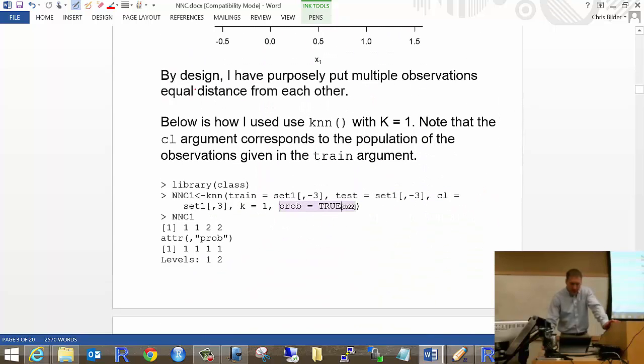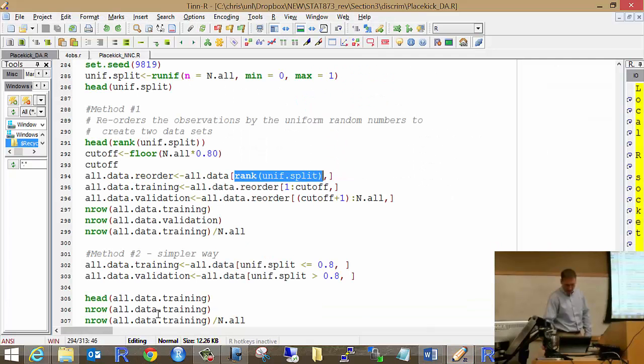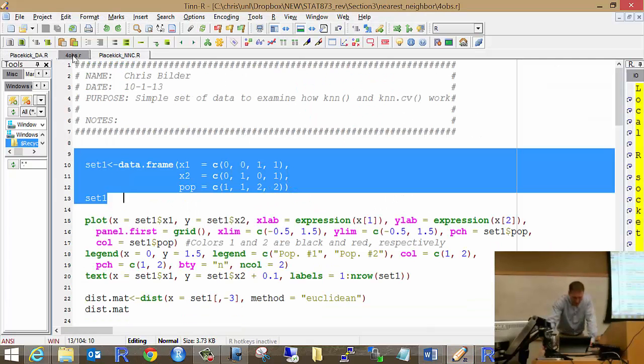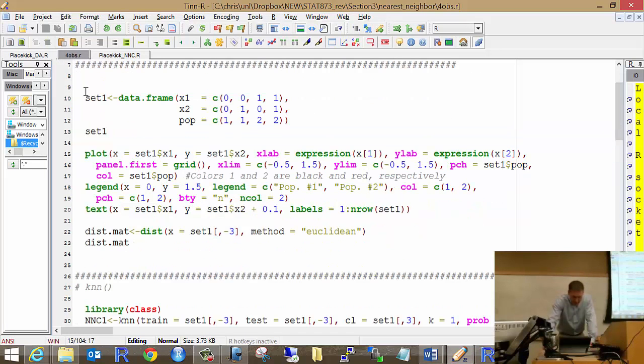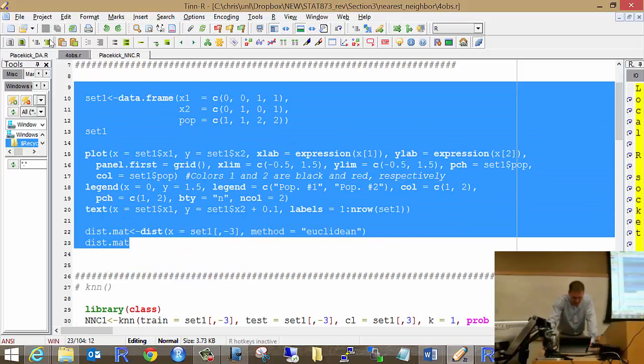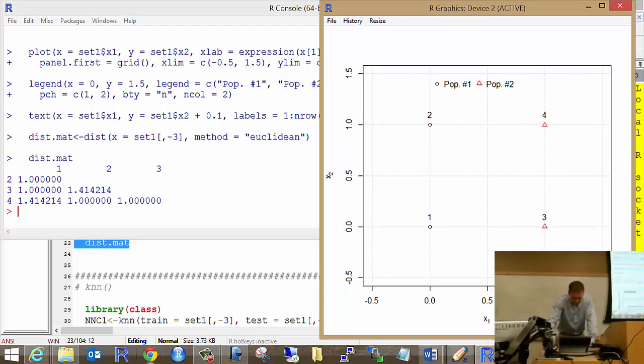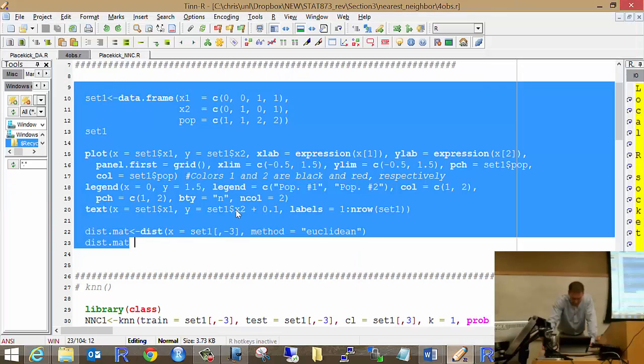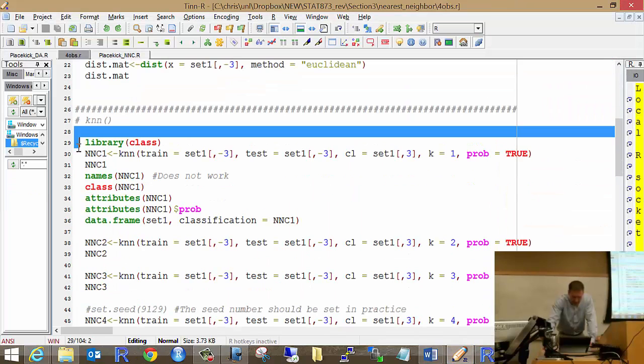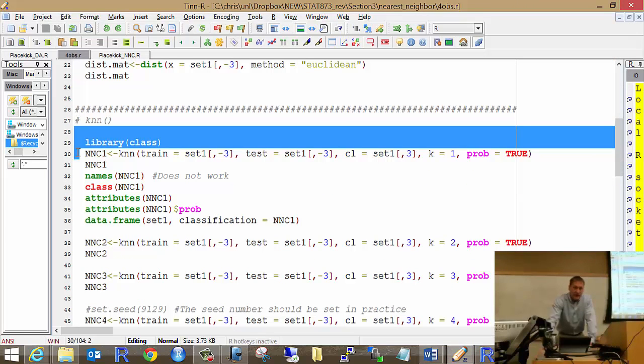Okay, so let's use KNN with k equal 1. Let's take a look at how we can do this. I'm going to jump on over here to my program and get the data into R. And then, since it's in the class package, I have to say library class.